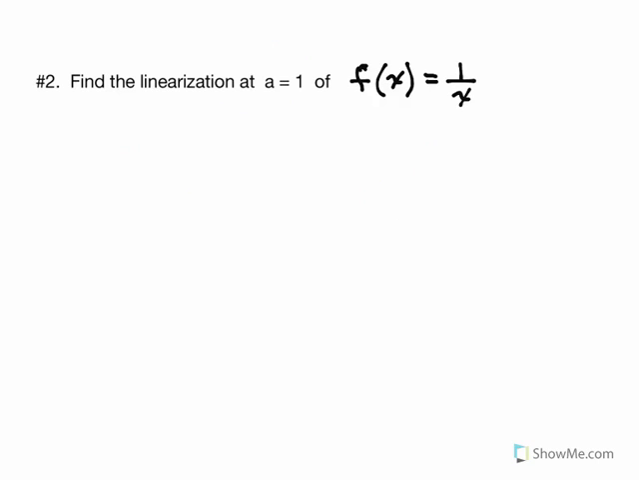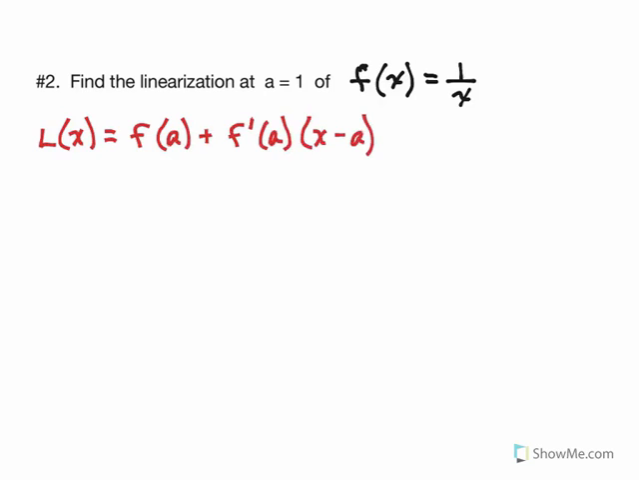We are now finding the linearization of f of x equals 1 over x at a equals 1. So let's go ahead and set up our model so we remember what that is. L of x is going to be equal to f of a plus f prime of a, that's our slope that we need, times the quantity x minus a. So a is 1, obviously. We can do f of a, f of 1, that's simply going to be 1.